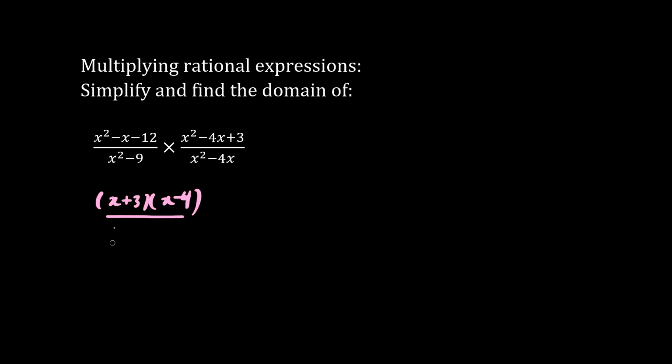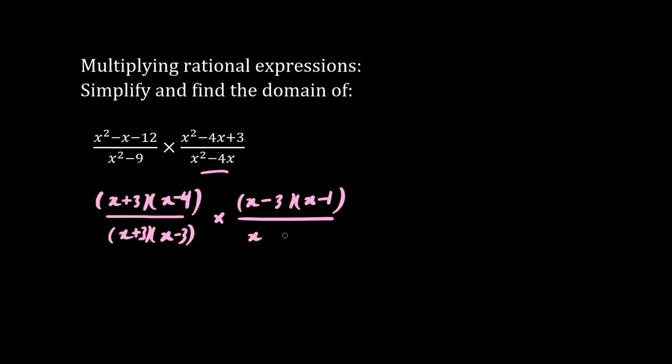The denominator we factor using difference of squares. We have plus 3 and minus 3. And we multiply by this part here, which again we factor. We have x times x is x squared. And let's try 3 and 1, and minus. These add to be -4. As for the denominator, let's factor out the x. So we have x minus 4.